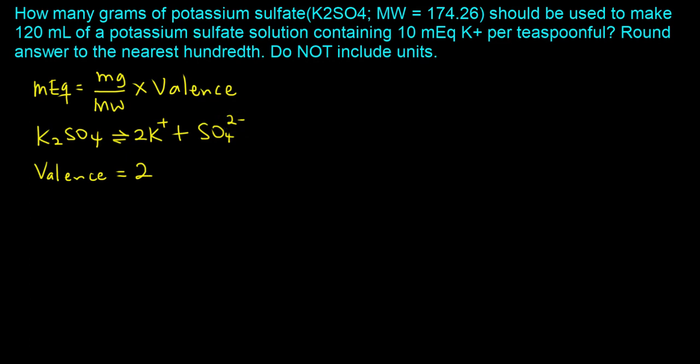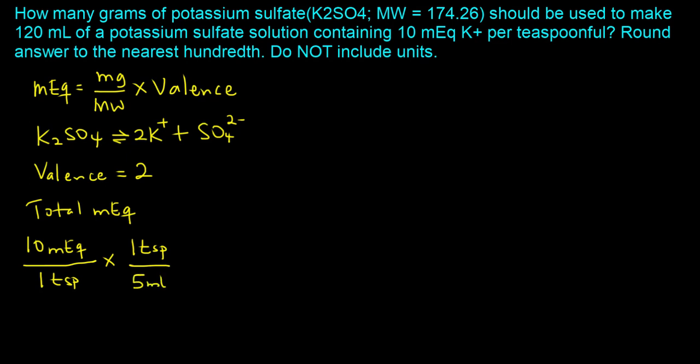The next thing we want to do is determine the total milliequivalents of potassium in the 120 milliliter potassium sulfate solution. So total milliequivalents is going to be obtained by using the concentration, 10 milliequivalents in 1 teaspoonful. We go ahead and convert the teaspoonful to milliliters. So 1 teaspoonful is equivalent to 5 milliliters.